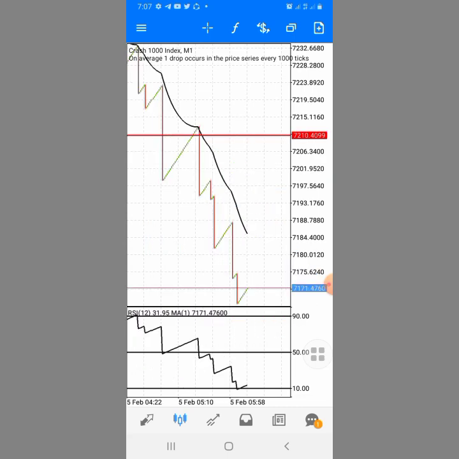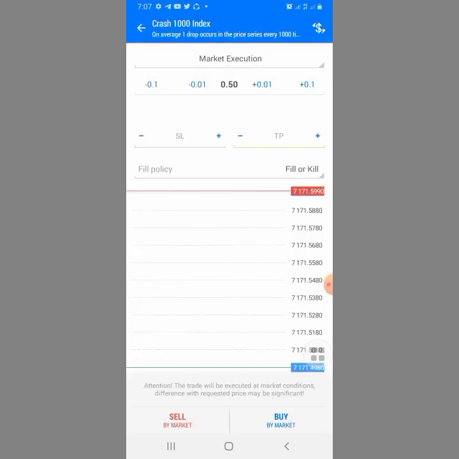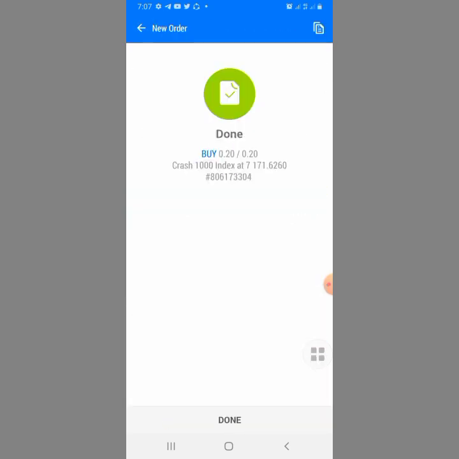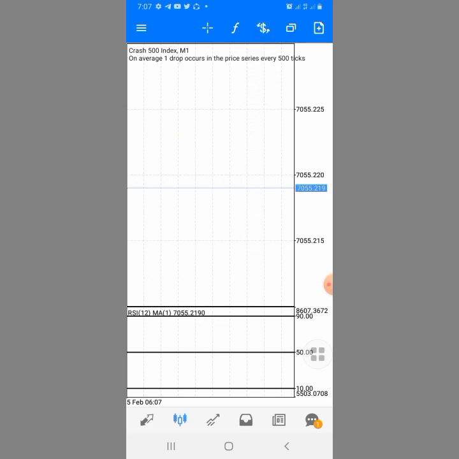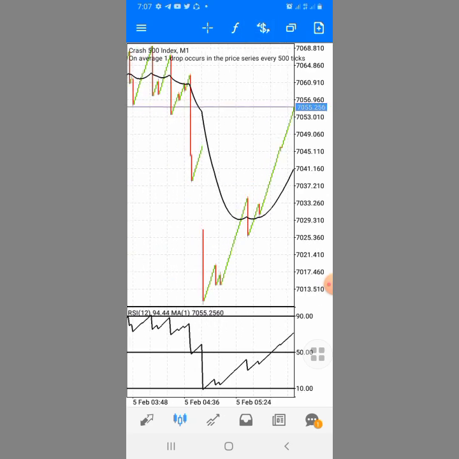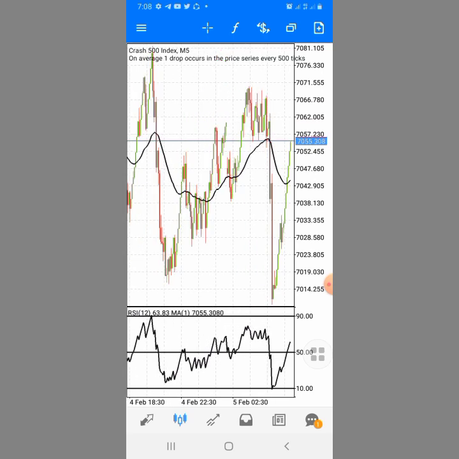So I don't want to enter any other trade, or should I enter a trade? Anyway, let me take a trade. Let me use this as a sample. I'm taking a buy rather, not a sell. So let's continue. Crash 300. Oh, sorry, this is Crash 500. So this one too is also good.